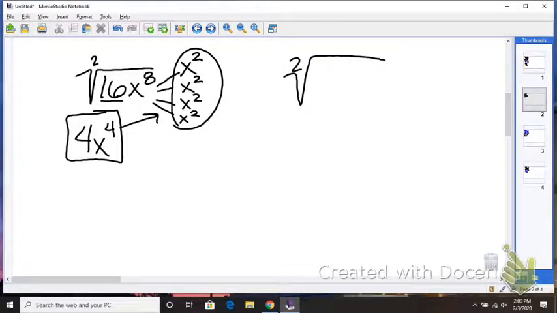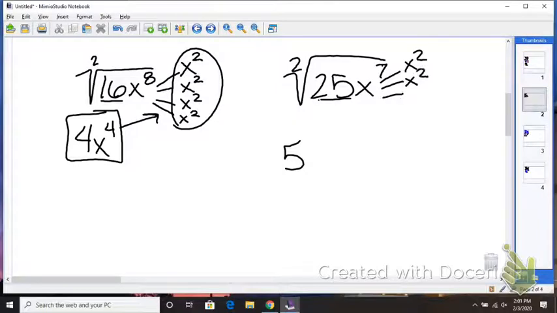Let's say I have 25x to the, no, 7. Okay? So now we're going to have some that don't come out of the house. Because you can only take out the squares because we're talking square root. So let's start with the 25. Square root of 25 is, okay, easy. Then I have an x squared. There's 2. There's 4. There's 6, I almost wrote a 6, x squared.